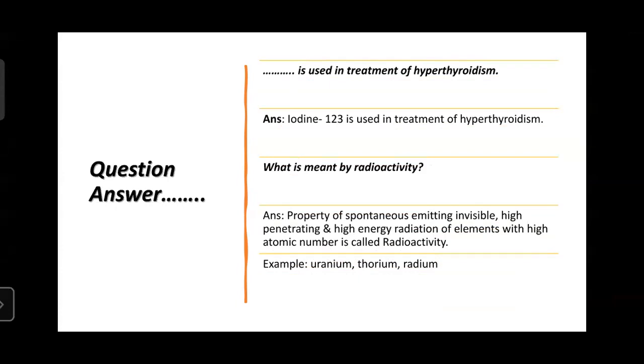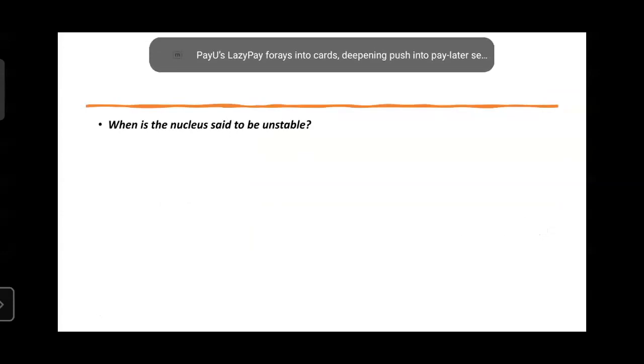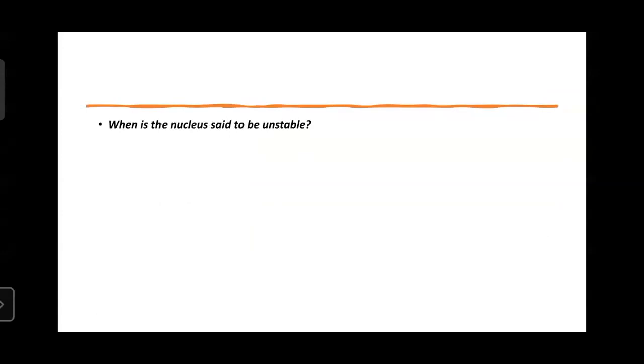Now next, what do you mean by radioactivity? Answer: the property of spontaneous emission of invisible, highly penetrating and high energy radiation by elements with high atomic number is called radioactivity. For example, uranium, thorium, radium. Next question, when is the nucleus said to be unstable?